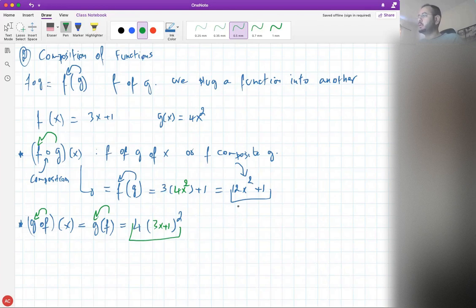And that's basically how you get it. As you can see again, they're not the same. So f of g is not the same as g of f. They are different. We can't distribute the 4 right away because we have a power here. If you want to distribute the 4, you will have to multiply this by itself first and then distribute the 4. But again, we're not interested in that today. This is our composition.